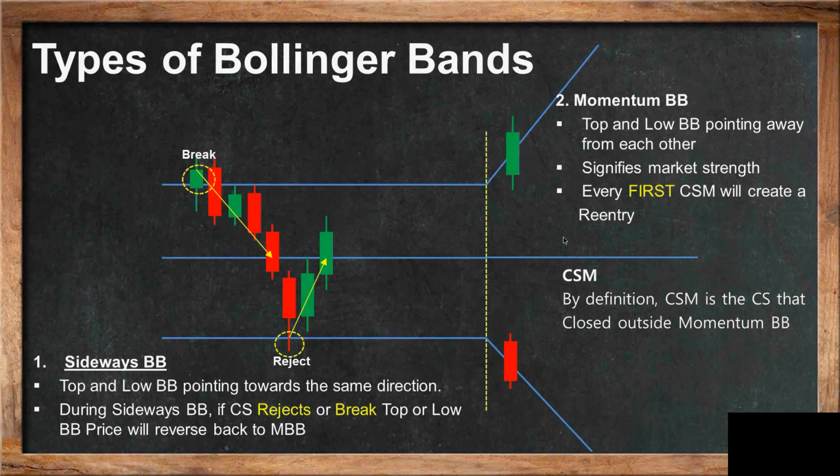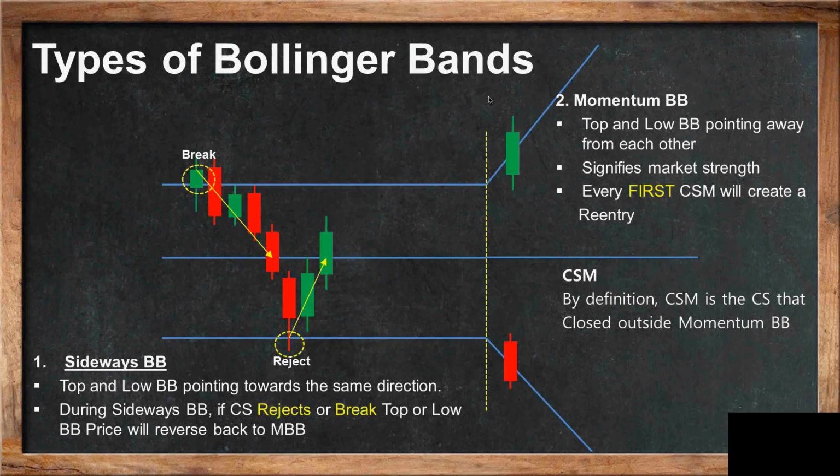Okay, so whenever you have a momentum Bollinger Band, it tells you that there's a significant market strength going upwards or going downwards. Okay, and the most important thing that you need to understand when it comes to candlestick momentum is that every first candlestick momentum will create a re-entry. Okay, so what is a candlestick momentum? A candlestick momentum by definition is the candle that closed outside of the momentum Bollinger Band.